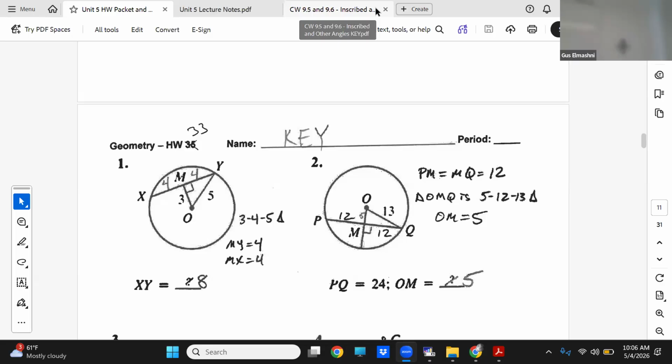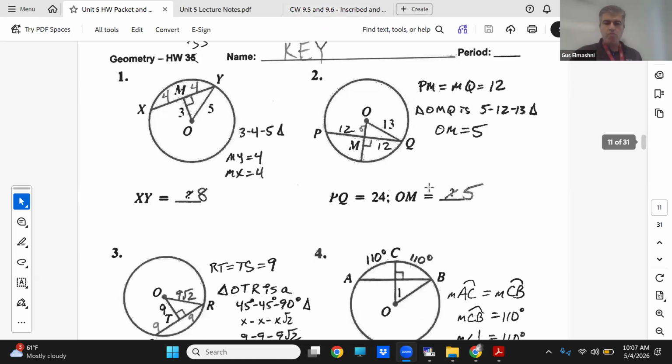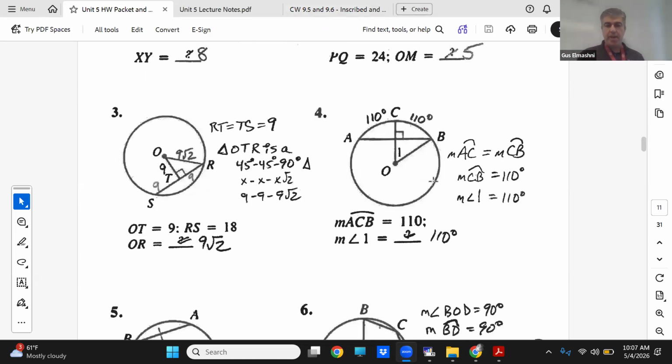And then X, Y, Z. Same thing here. If that's 13, and PQ is 24, that's going to be 12, so that's 5. So hopefully those first two are okay. Looking at 3 and 4, more of the same stuff again.